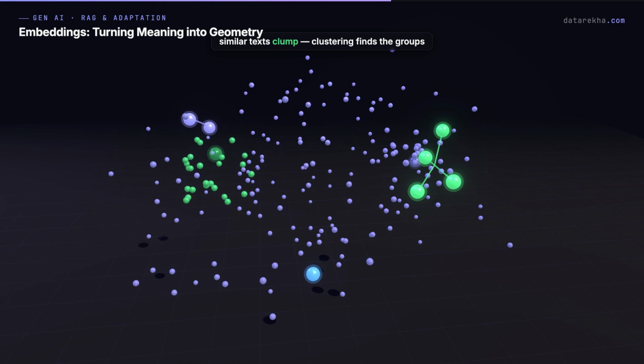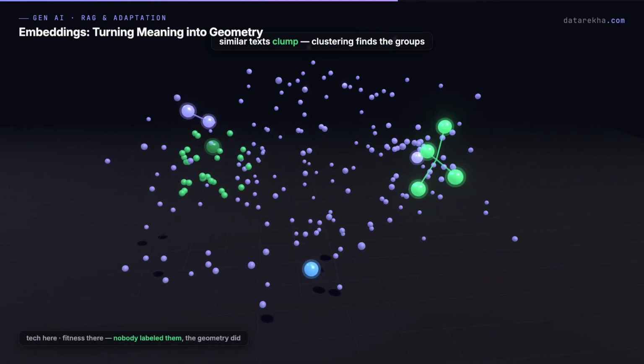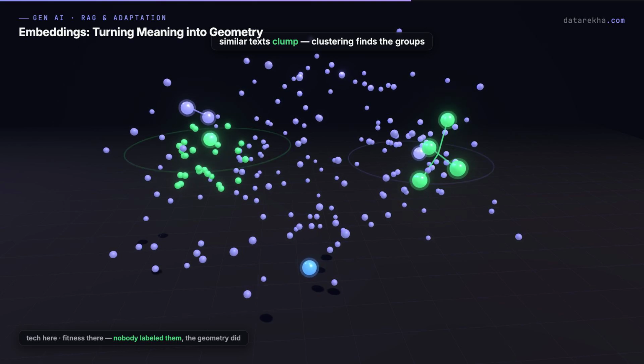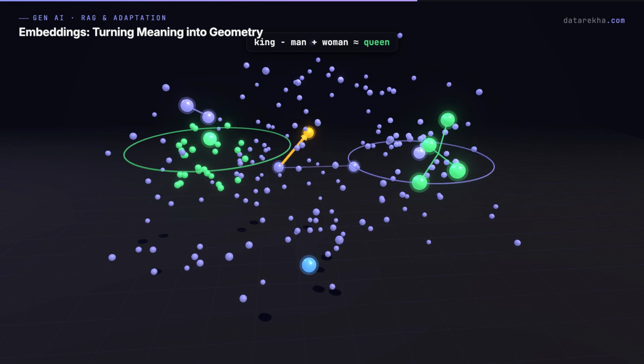Feed them to clustering and groups appear. Tech sentences gather here. Fitness sentences gather there. Nobody labeled them. The geometry did it alone.